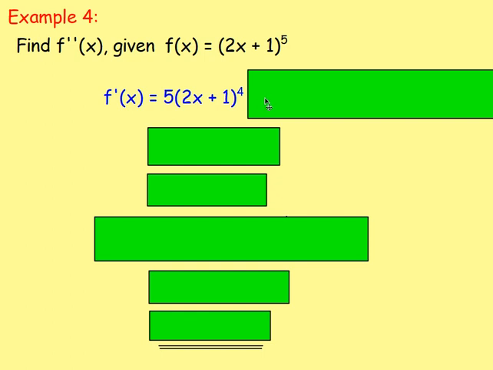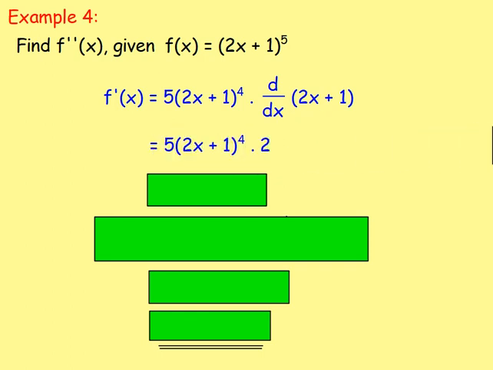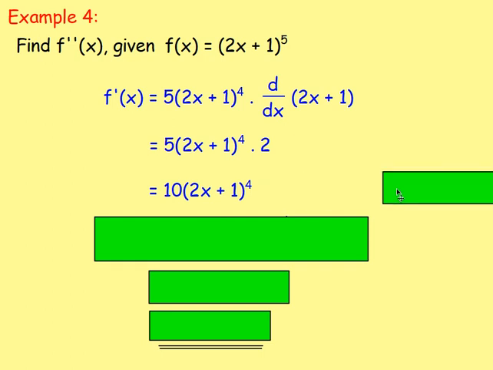What would you then do though? Yeah, multiply by the derivative of the inside of the brackets. So differentiate the 2x plus 1. From there then, if you differentiate 2x plus 1, well, that's going to give you 2. So 5 times 2x plus 1 all to the power of 4 times by 2. From there, you'd have 5 times 2, which will give you 10, bracket 2x plus 1, close bracket, to the power of 4. That's the first derivative.